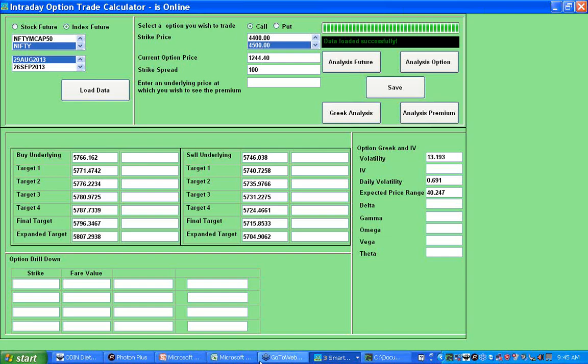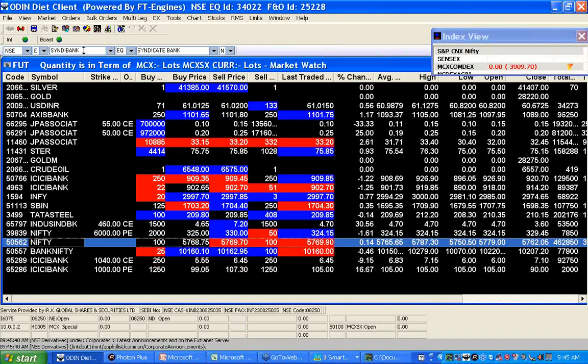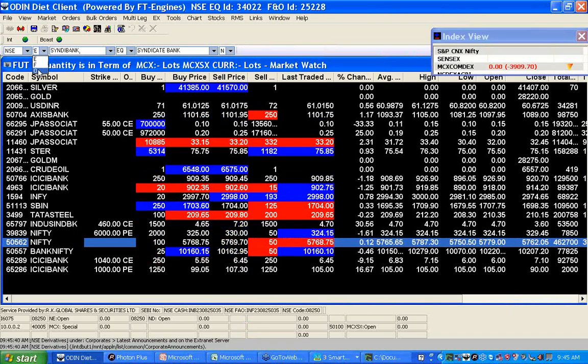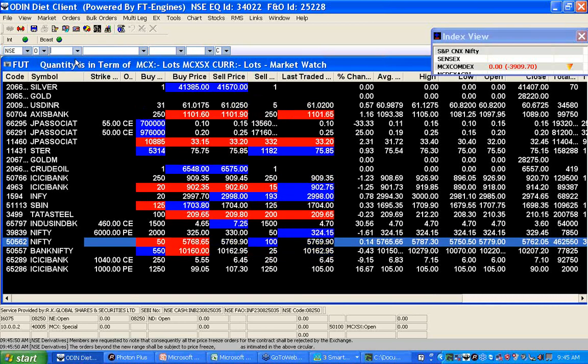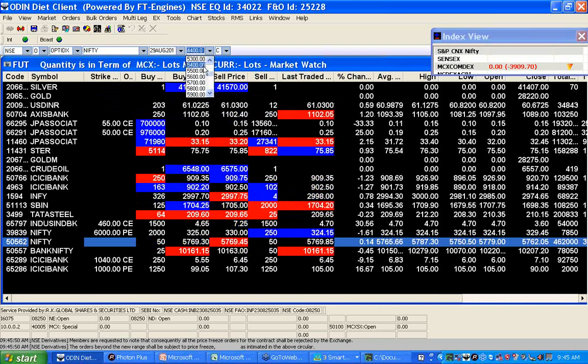So we are at 5768, so the 5800 call option will be nearest. Now it is quoting at an option premium of 103. 5800 option, index Nifty 5800.